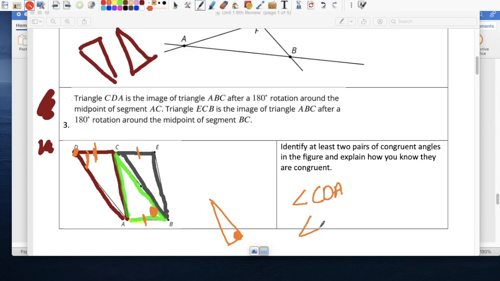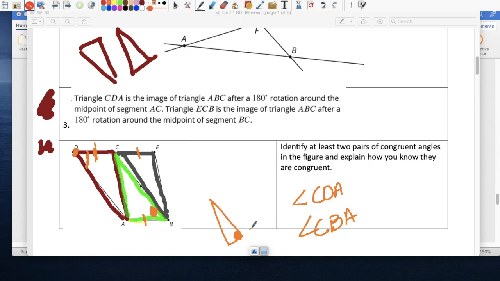What's that angle? Well, that angle is the angle C. The vertex is now called B, right? The corner. C, B, A. And if you wanted to write it A, B, C, that's completely fine. So there you go, at least two pairs of congruent angles. So we want another one.